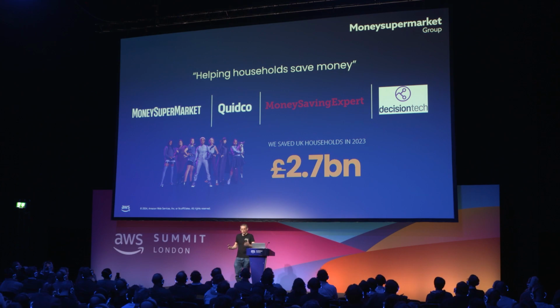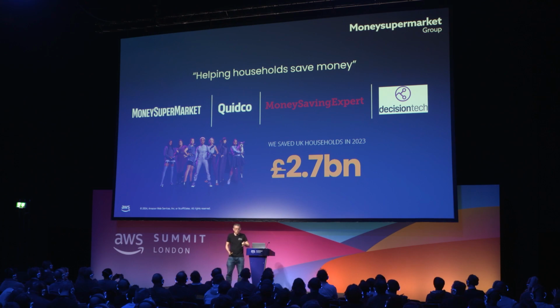Just a quick bit of scene setting. Who are we? MoneySuperMarket Group. We're a number of consumer-facing brands. We're on a mission really to save people in the UK as much money as we can. We have MoneySuperMarket.com, which is a price comparison site. I think we saved people about £2.7 billion last year on their bills.